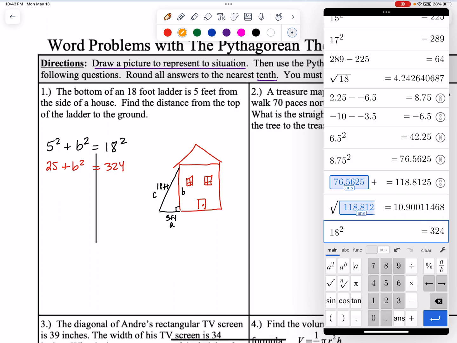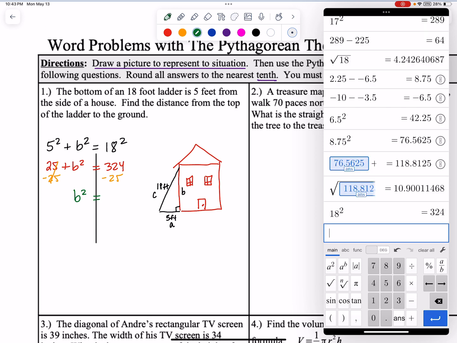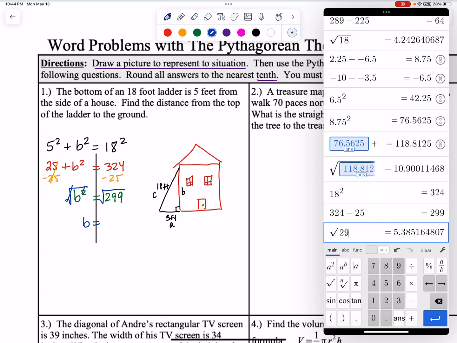Now we can start moving things around, right? So minus 25 to both sides, cross that out, and we end up with our B squared equals 324 minus 25, which should put us at 299. All right, and then how do we get rid of the squared? Well, take the square root to both sides, cross that out, and we're left with B is equal to the square root of 299.